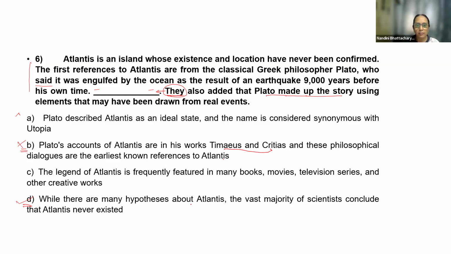While there are many hypotheses about Atlantis, a vast majority of scientists conclude that Atlantis never existed. And then the next sentence talks about, they also added that Plato made up the story using elements that may have been drawn from real events. Now it makes sense? Yes, Shyam? So you must read carefully, look at the clues, and then get to the answer.